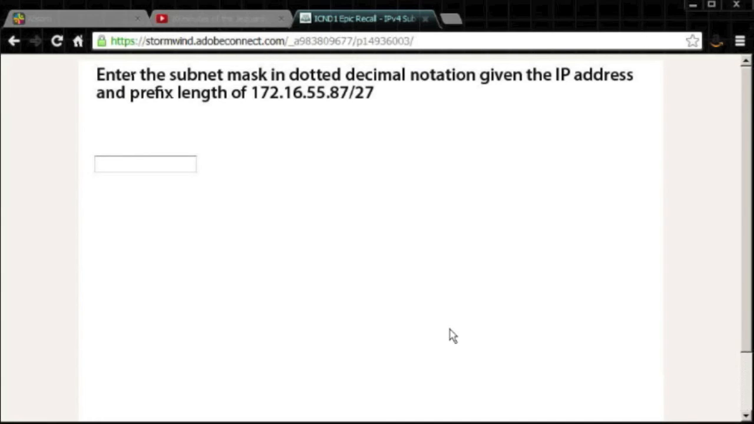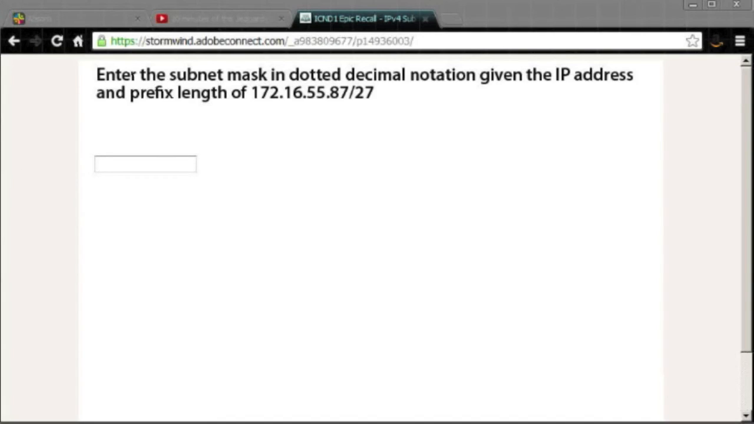What is the subnet mask in dotted decimal notation given the IP address and prefix length of 172.16.55.87/27? Go ahead and type in your response. What's the subnet mask in dotted decimal notation given the IP address and prefix length of 172.16.55.87/27?